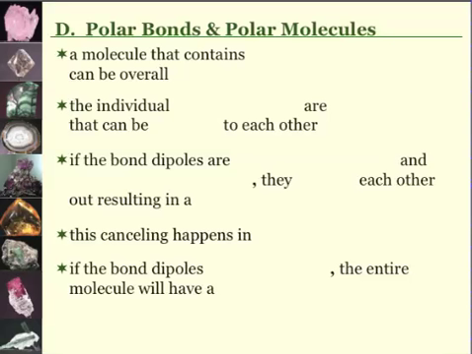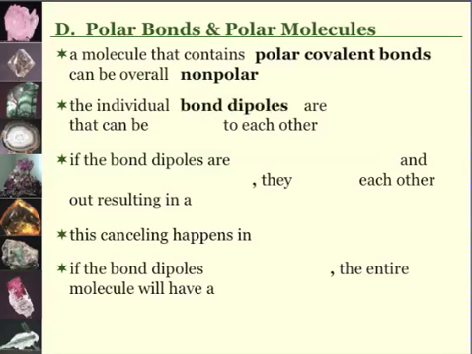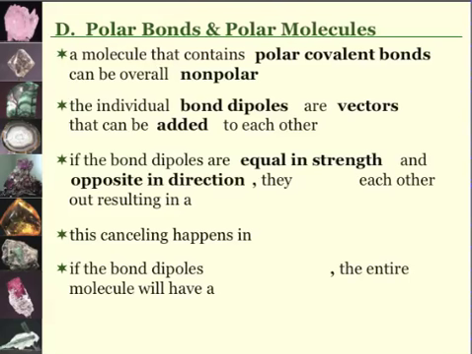Okay, so polar bonds and polar molecules. A molecule which contains a polar covalent bond can be overall nonpolar. Okay? The individual bond dipoles are vectors that can be added to each other, and because of this they can cancel out, right? So if the bond dipoles are equal in strength and opposite in direction, they're going to cancel each other out, resulting in a nonpolar molecule.